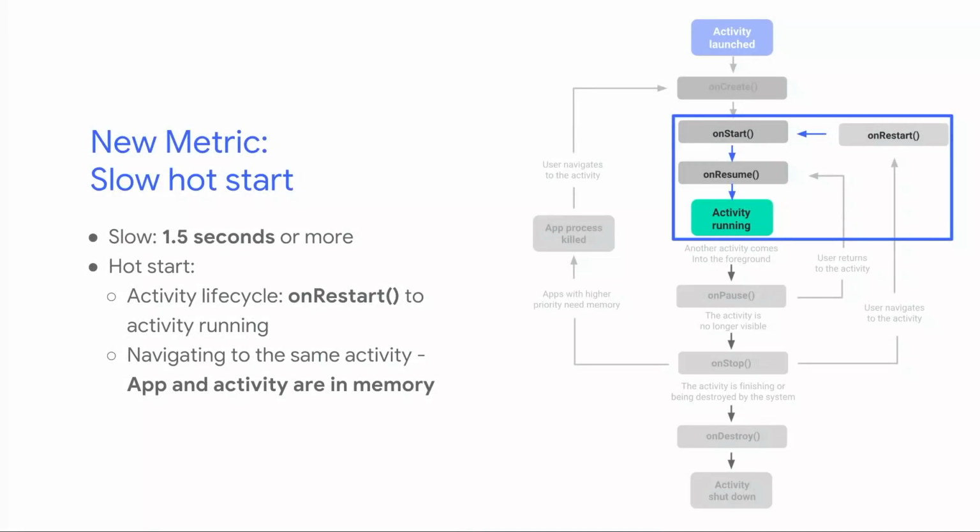Final startup time metric we have is slow hot start. This is where your app goes from on restart to activity running, and it takes longer than 1.5 seconds. This is where your app and your activity is in memory.